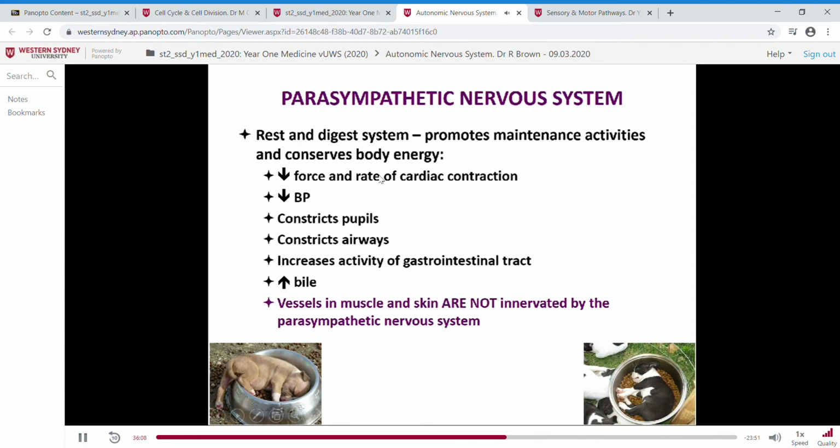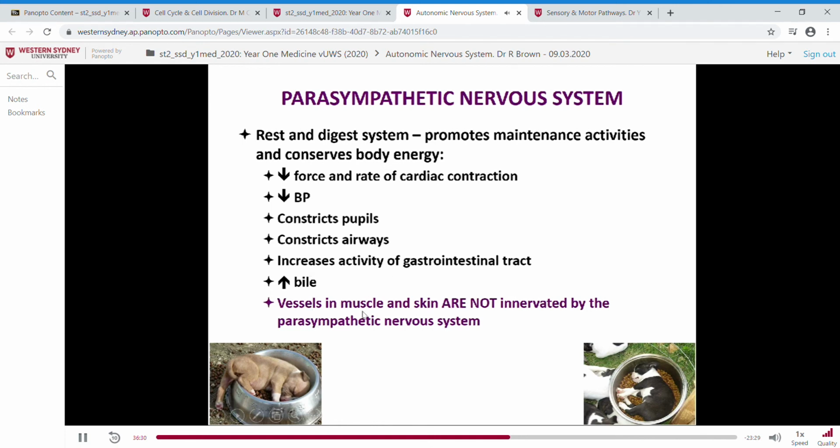So it decreases the force and rate of the cardiac contraction, it decreases the blood pressure, constricts the pupils, you don't need as much light to come in, it constricts the airways, we don't need to breathe as fast and as heavy, increases activity of the gastrointestinal tract, and increases bile because we need to digest, okay?